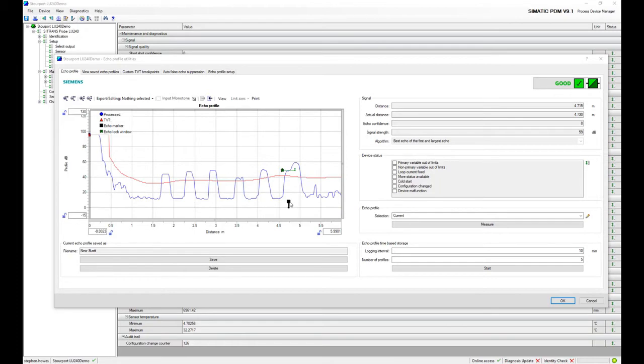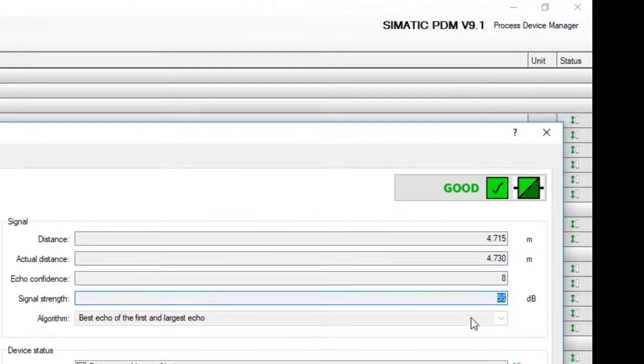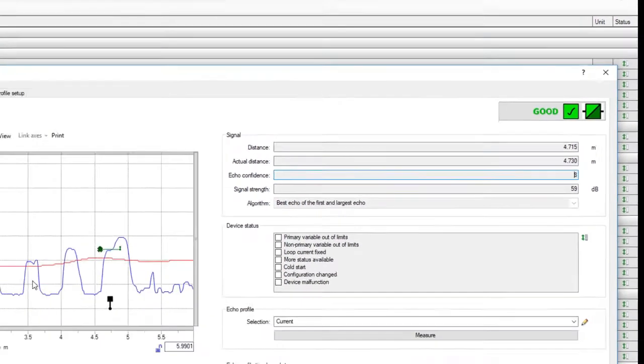So we have the signal strength, and we also have the confidence. This particular signal isn't brilliant, it's not bad, but it could be improved. And one of the ways to improve it is to shape around these blue, what we call false echoes.